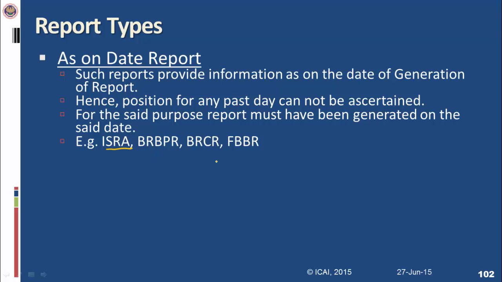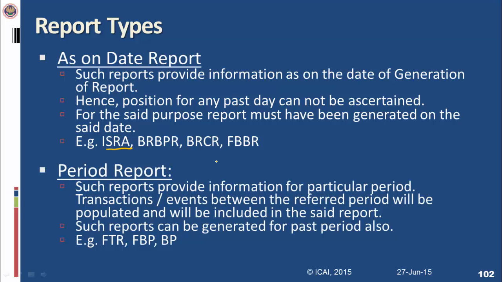Second one is the period report. Such reports provide information for a particular period. Transaction events between the referred period will be populated and will be included in the said report. Such reports can be generated for the past period also. Examples are FTR. Now FTR is a command related to FTI, which we have understood. For the printing of the FTI command output, we will be using the FTR command. Other ones are the FBP and the BP command.